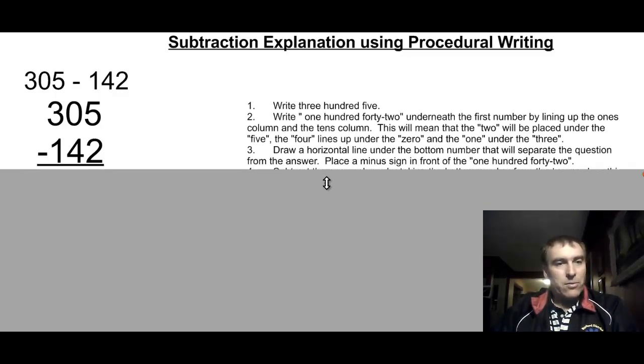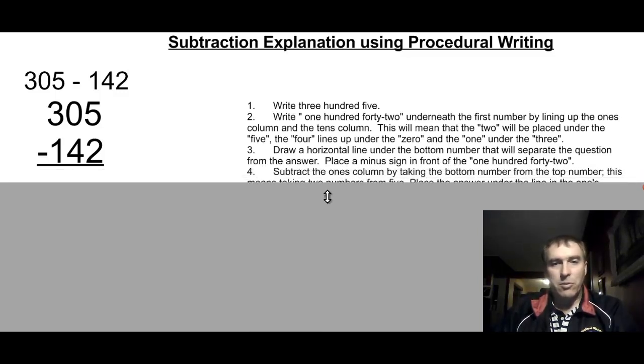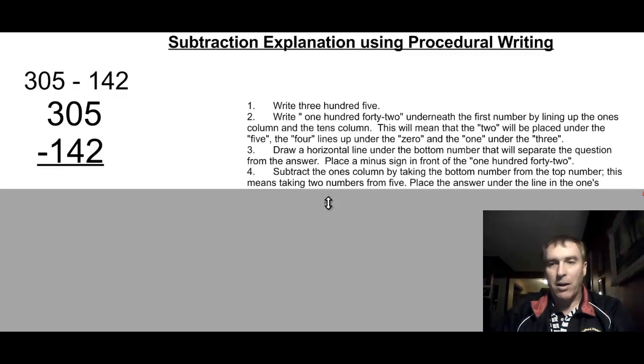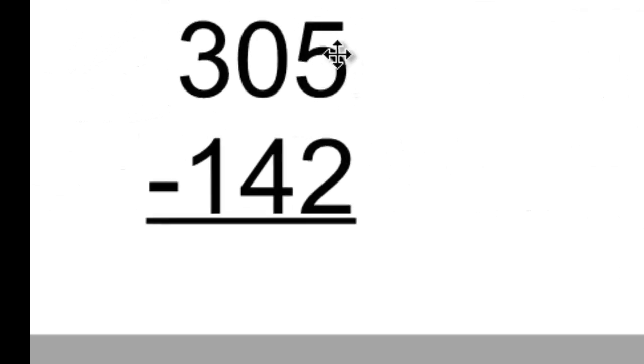So the first thing you would do is subtract the ones column. We wrote down: subtract the ones column by taking the bottom number from the top number. This means taking 2 numbers from 5. Place the answer under the line in the ones column. So if you do that over here, you've got 5, take 2 away, and you'll end up with your 3, and so we put that down under the bottom there. So now we've answered the first column.